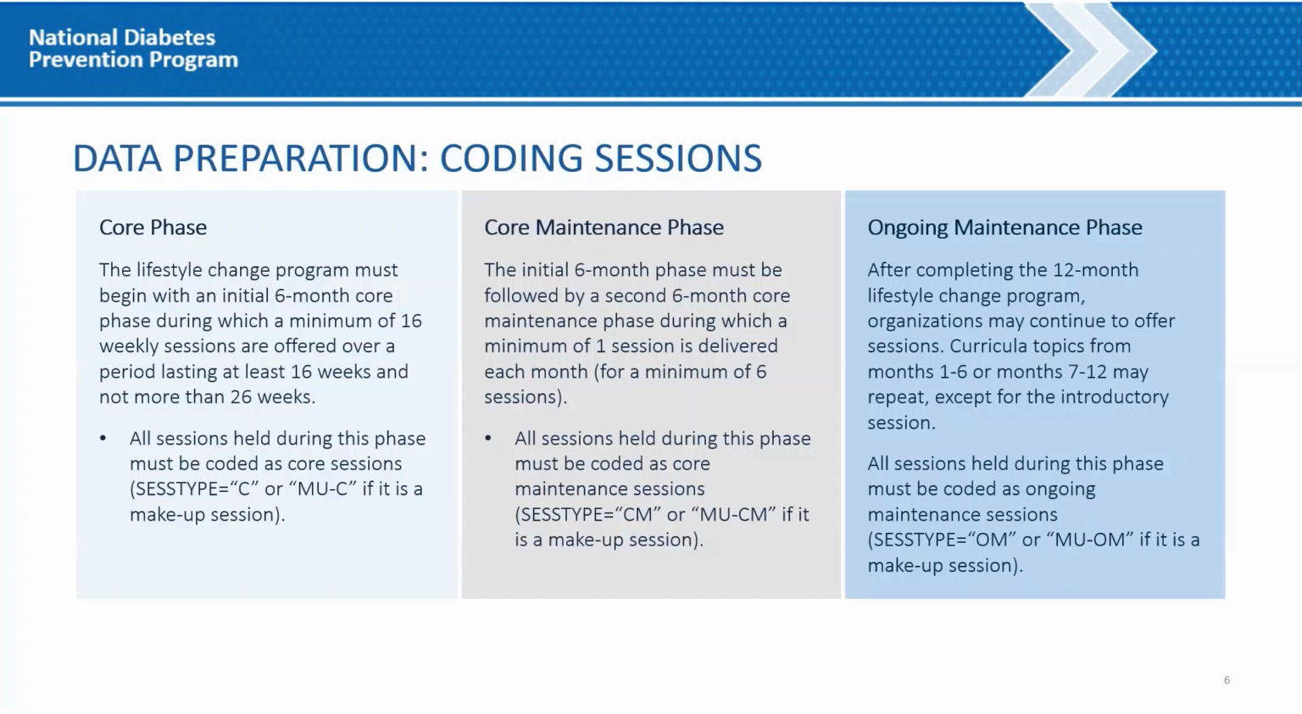The initial 6-month phase must be followed by a second 6-month core maintenance phase, which requires that at least one session be offered each month for a minimum of 6 sessions. All sessions held during this phase must be coded as type CM or MU-CM if it is a makeup. Any sessions attended after the initial 12-month program are considered to be ongoing maintenance and must be coded as session type OM or MU-OM if it is a makeup.